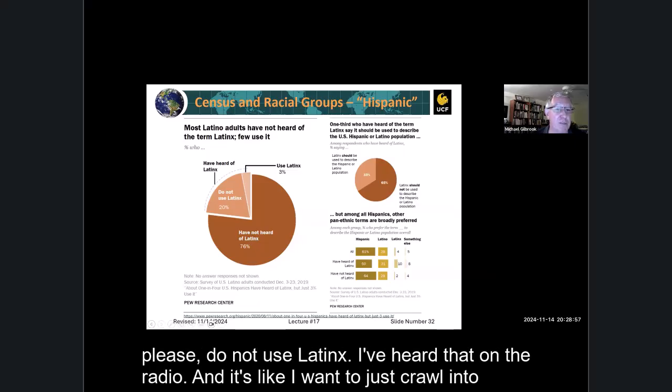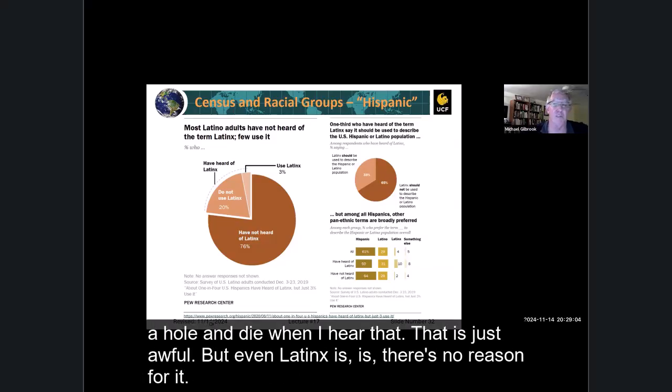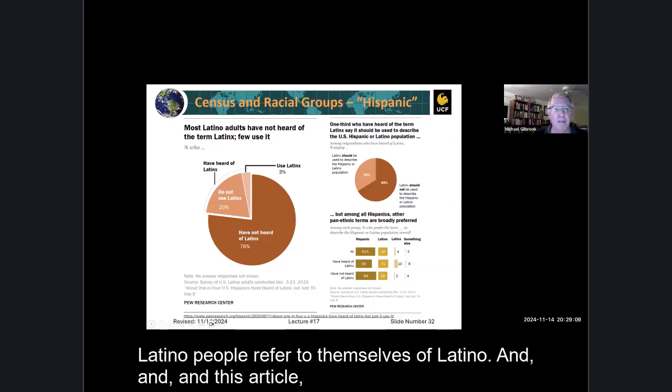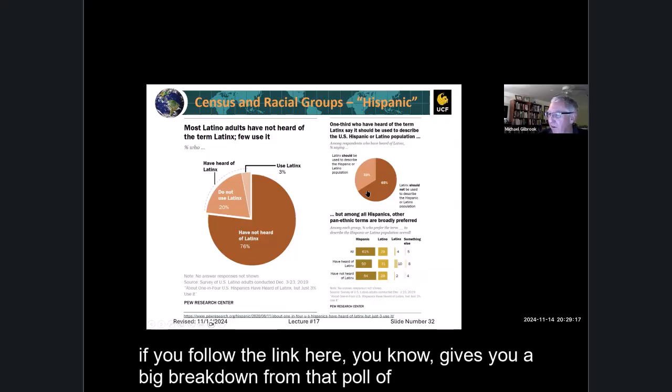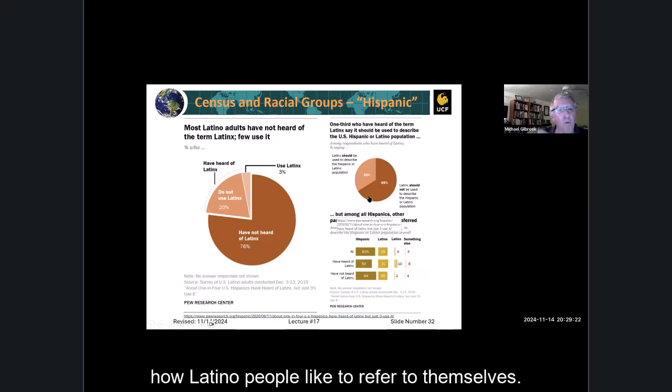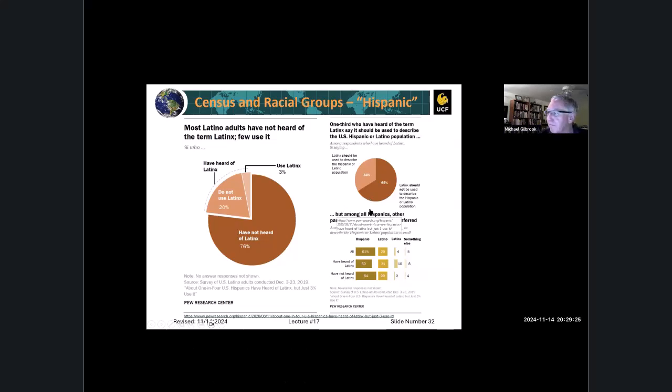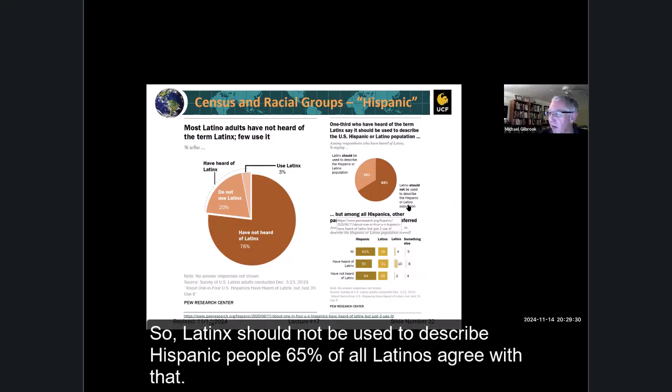And please, please do not use Latin X. I've heard that on the radio. And I want to just crawl into a hole and die when I hear that. That is just awful. There's no reason for it. Latino people refer to themselves as Latino. And this article, if you follow the link here, gives you a big breakdown from that poll of how Latino people like to refer to themselves. So Latinx should not be used to describe Hispanic people. 65% of all Latinos agree with that.